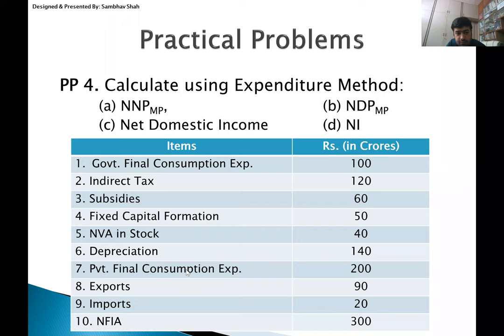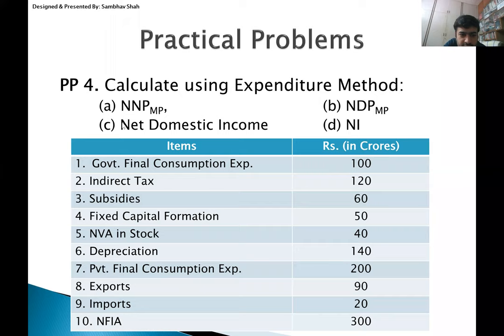Yes, sir. Tell me, beta. So NNP at MP is 620. NDP at MP is 320. NDI, means net domestic income, is 260 and NI is 560. Let's see what the answer is. Anyone has any other answers than this?